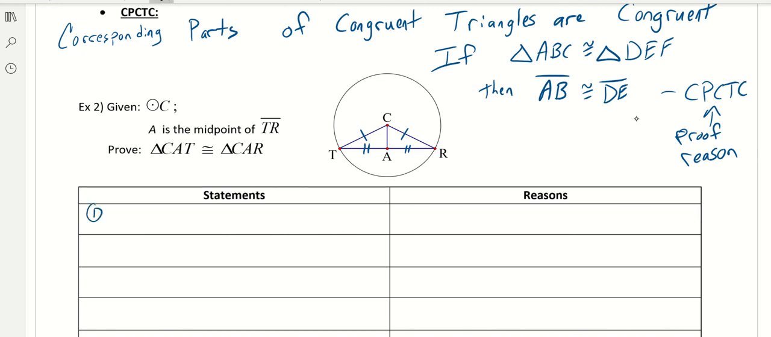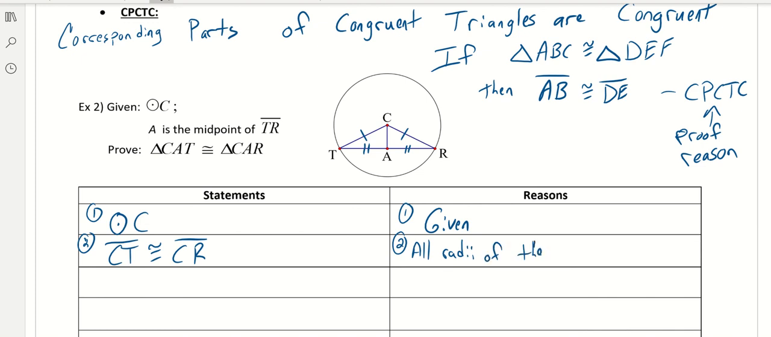So number one, we're going to say circle C. That's given. Okay. And number two, we're going to say CT is congruent to CR. You were probably able to figure that out. What's the reason in the proof? All radii of the same circle.